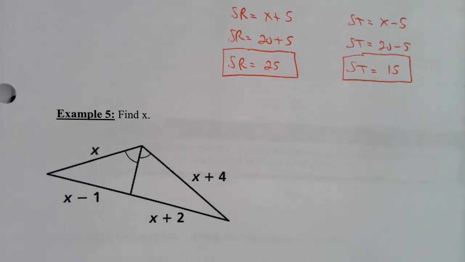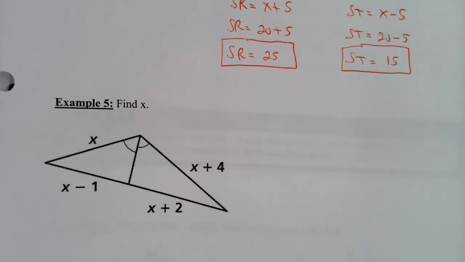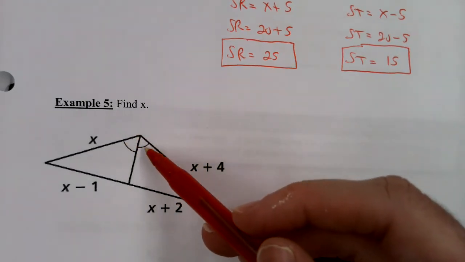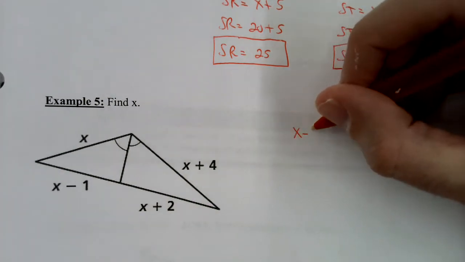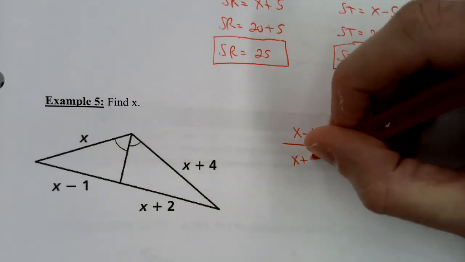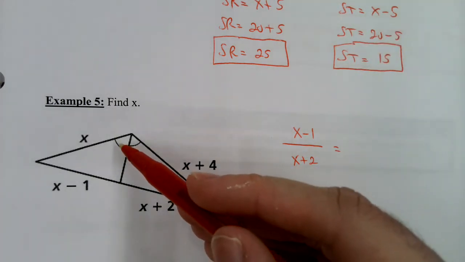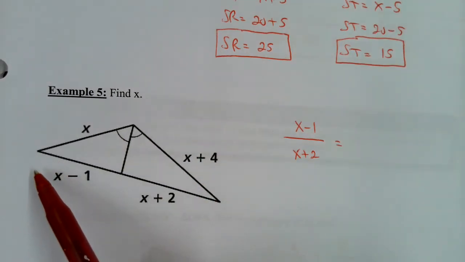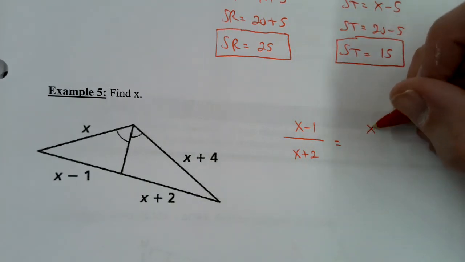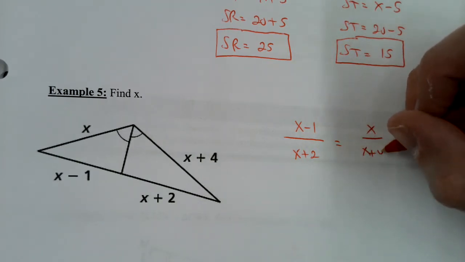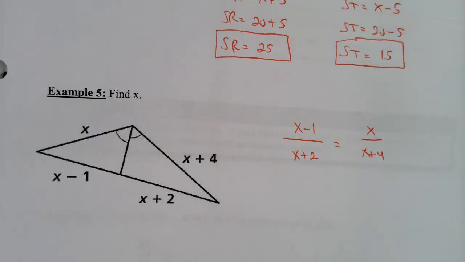One more problem coming from the same theorem. So let's take the angle being bisected. Let's look at the side opposite that and put one over the other. So this is the angle being bisected. This is the side opposite that. Put one over the other equals x over x plus 4. Make sure all your numerators come from one triangle, and make sure all your denominators come from the other triangle.